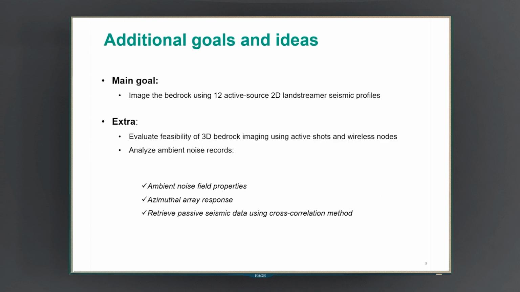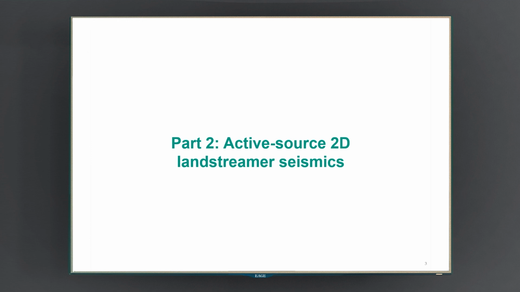Aside from the main goal to image the bedrock using 12 active source 2D landstreamer seismic profiles, we thought of adding an extra goal and evaluating the feasibility of 3D bedrock imaging using active shots and the wireless nodes, and also analyzing the ambient noise field properties in terms of size of array response and retrieving passive seismic data using the cross-correlation method. Which brings me to the second part of my talk, dealing with the analysis of 2D seismic data acquired using the seismic landstreamer.